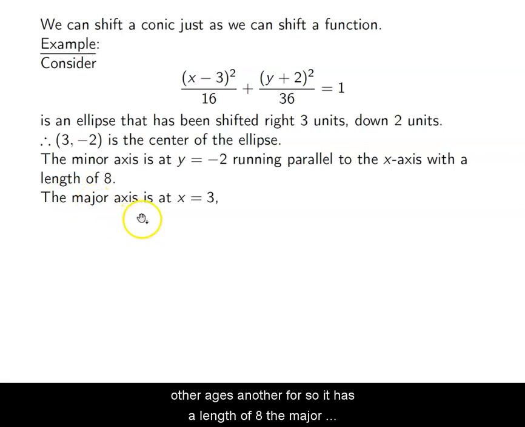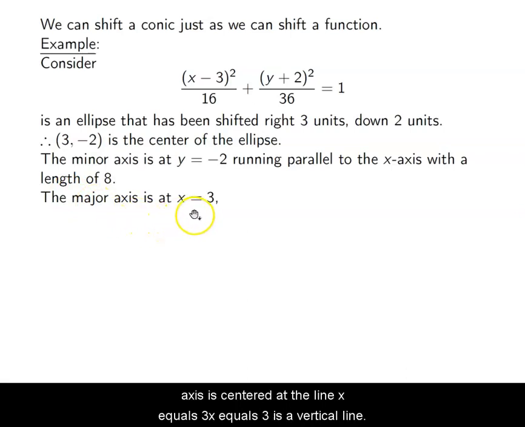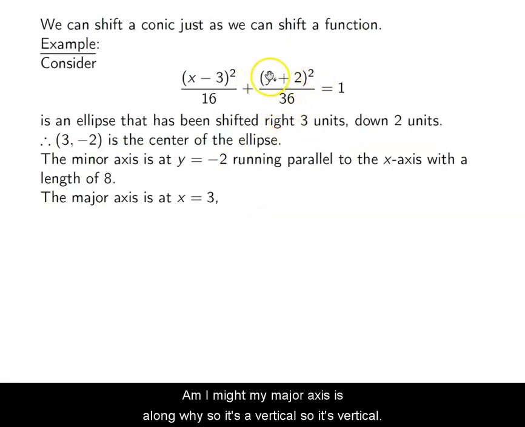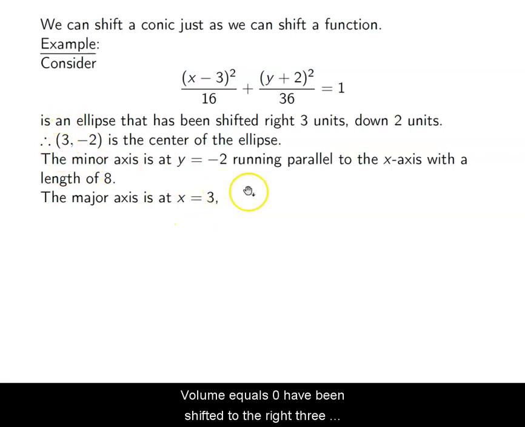The major axis is centered at the line x equals 3, okay? So remember, x equals 3 is a vertical line. Okay, and my major axis is along y, so it's vertical. So it's vertical at this x value instead of x equals 0, because I've been shifted to the right 3 units. So instead of x equals 0, or the y-axis, it's at x equals 3.